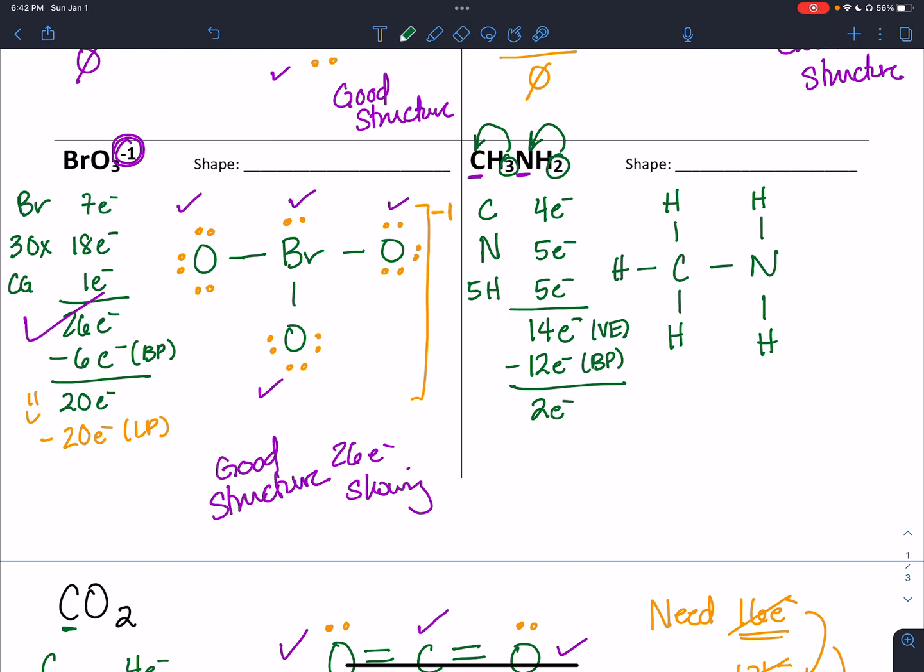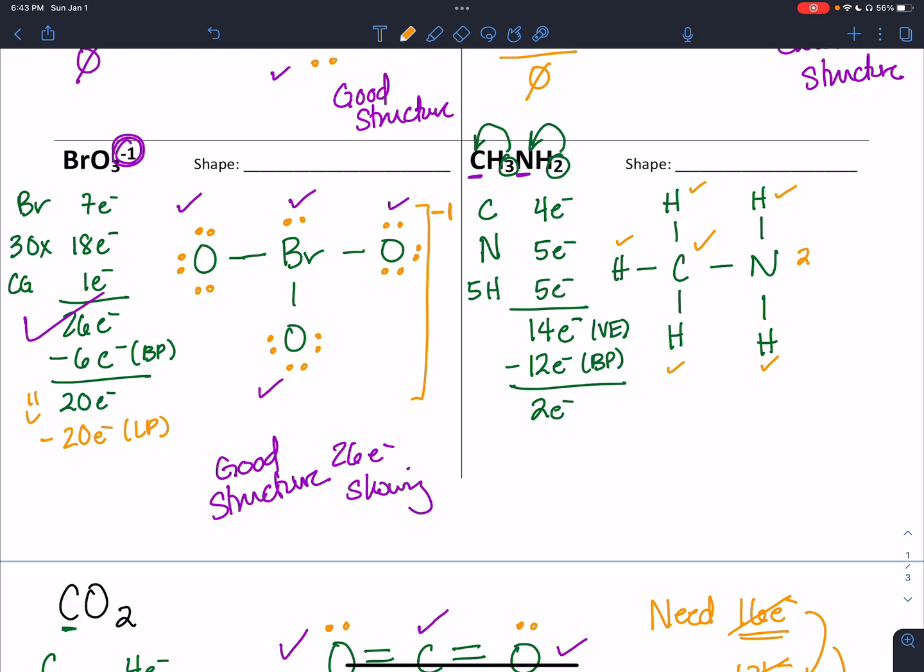All right, now we're going to go check our octets. So if we look at the carbon, it has 1, 2, 3, 4 bonds attached to it, each with 2 electrons. So it is happy. Each hydrogen has 1 bond, so it's got 2 electrons each, which makes them happy. They have their octets. The nitrogen, however, has 2, 4, 6, because it's only got 3 bonds. So it needs 2 more electrons.